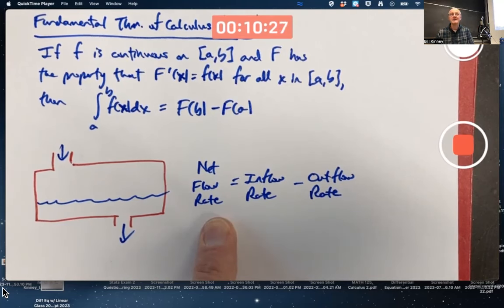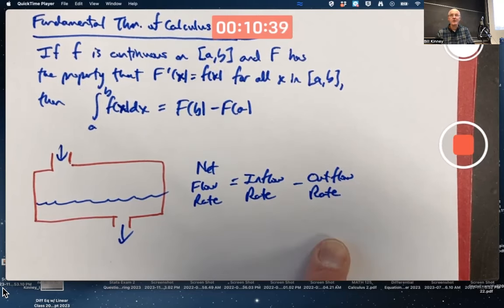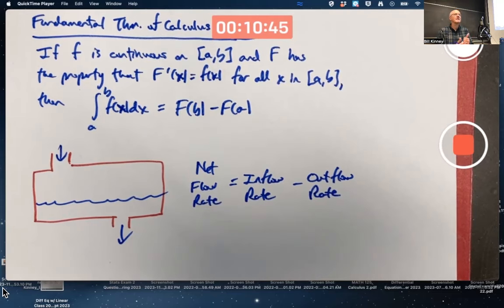It doesn't have to be rabbits. It can be people moving in and out of the state. The net flow rate, you could call it a net inflow rate, is the inflow rate minus the outflow rate. If the inflow rate is higher than the outflow rate, then the net migration is inward. And if the outflow rate is higher than the inflow rate, then the net inflow migration is negative. This can be positive or negative.